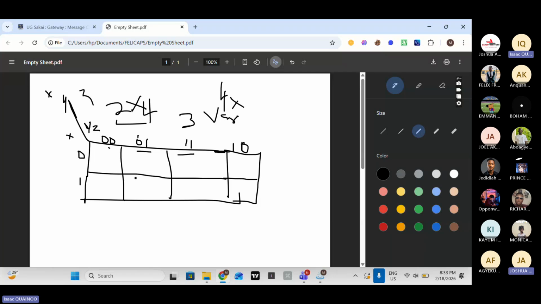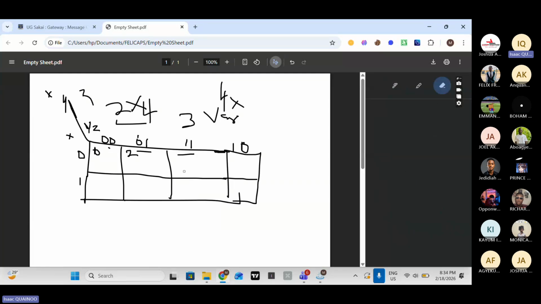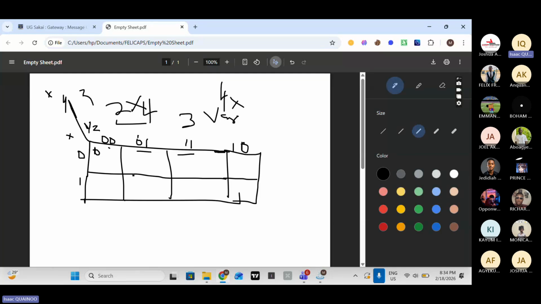Okay, so if we now have this, how do we know which box is box 1? How do we know which box is box 2? We know that this is box 0. I've always been making this error. We know that this is box 0, we know that this is box 1, okay? We know that 0 and 0 is 0, 0 and 1 is 1.